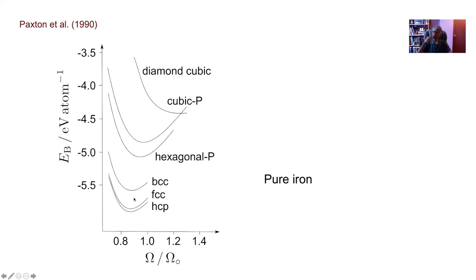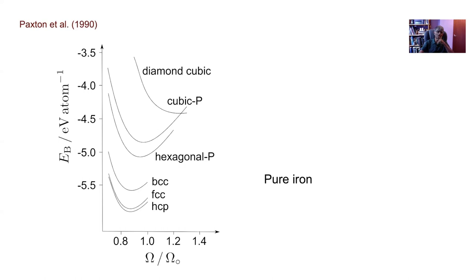Of course, with first principles calculation, you can let your imagination run wild and think about what would happen if iron was in its diamond crystal structure or a primitive hexagonal and so forth. But the energy gaps here are really quite large, okay? So that's not going to happen. I never say never, you never know what sort of conditions you're going to reach in some weird planet out there.